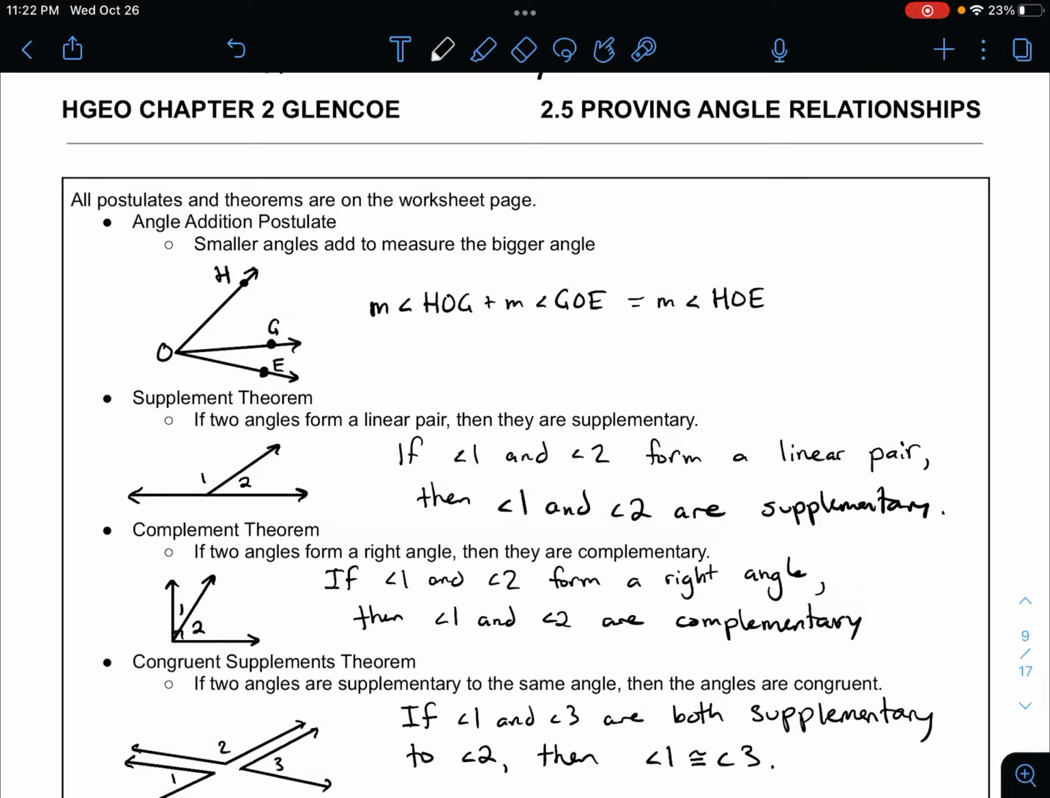All right, so we are now on 2.6. Sorry, I know it says 2.5. That is a typo. It should say 2.6. All right, proving angle relationships.